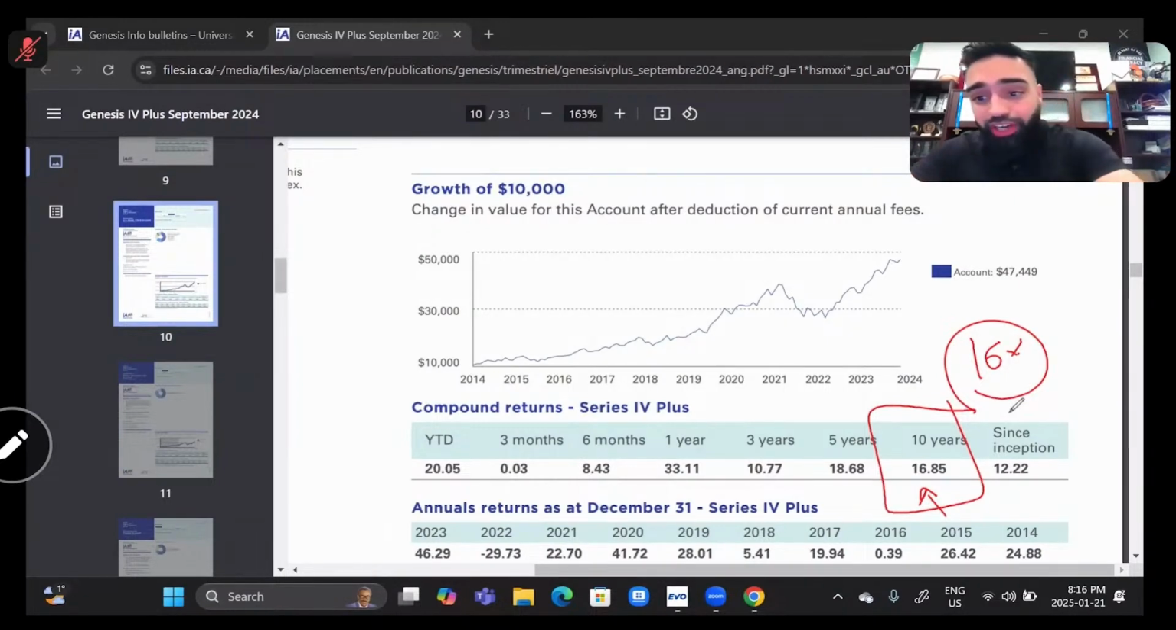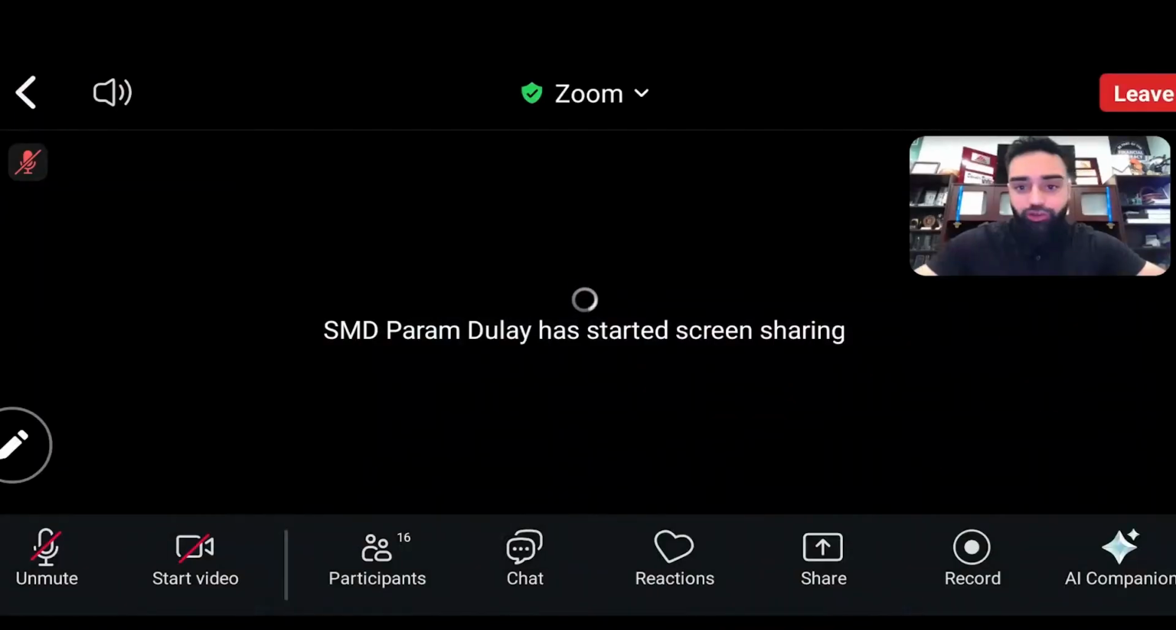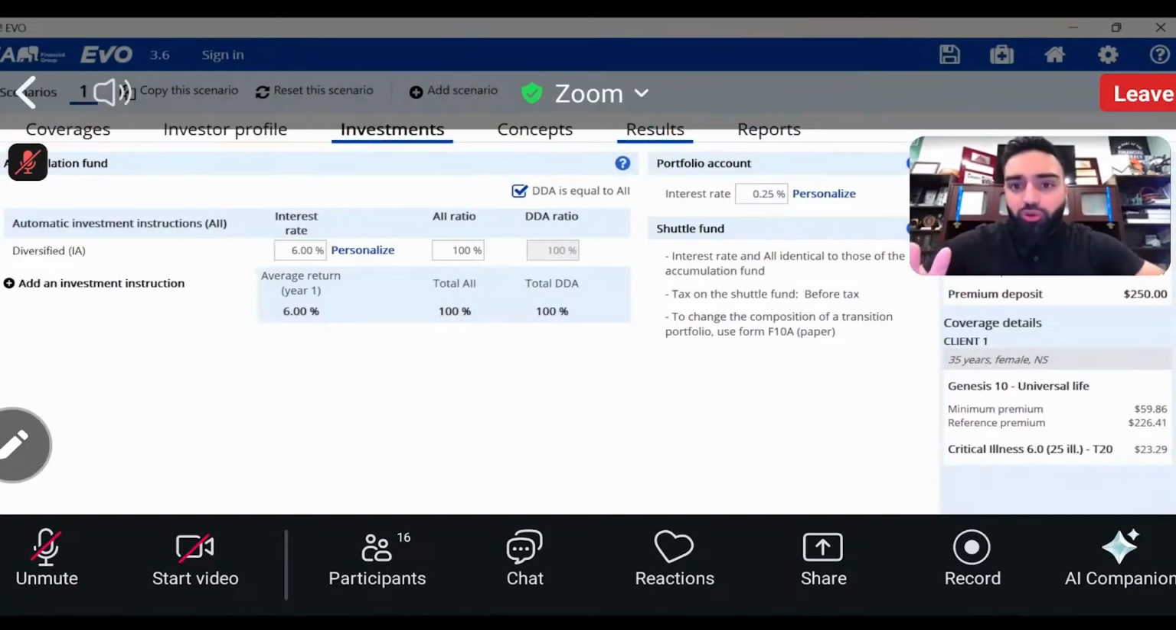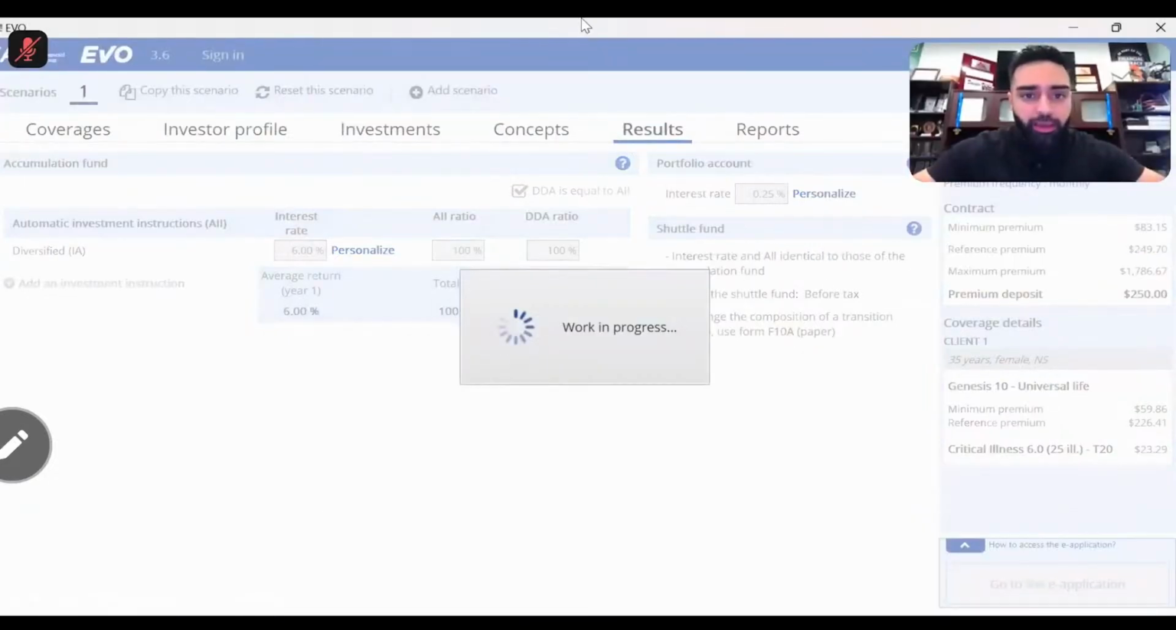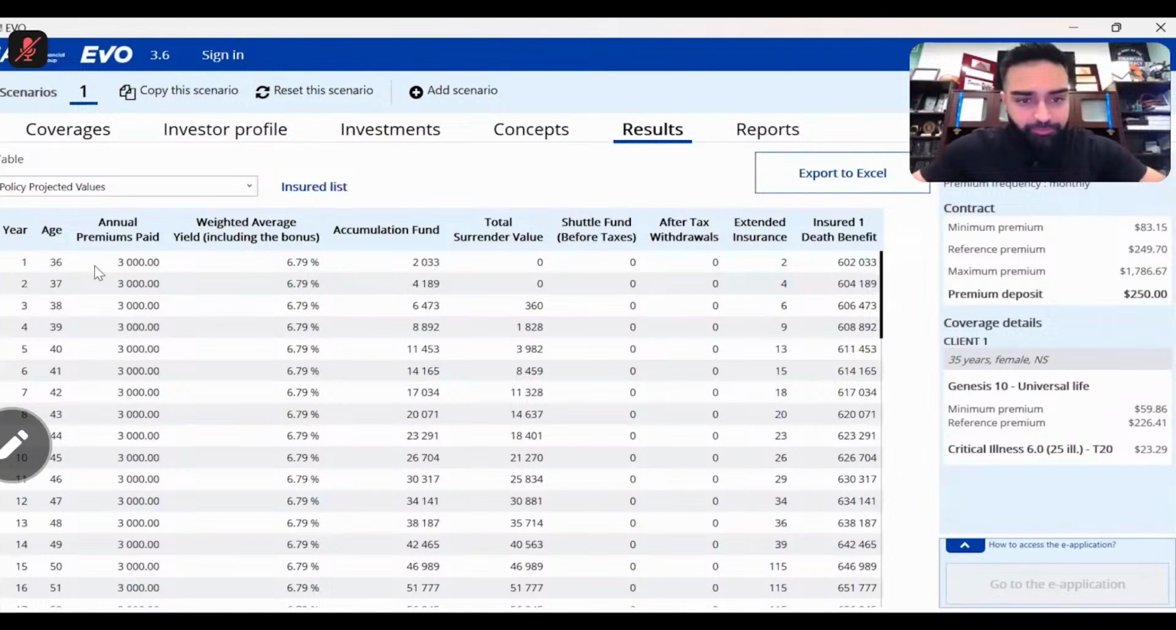Okay, so I'm going to show you guys what this looks like. I'll stop share right here, and I'll go back to the illustration right over here. So I can choose the funds over here. What you want to do is go on to results. This is what will show all the numbers based on 6%. So have a look at this.